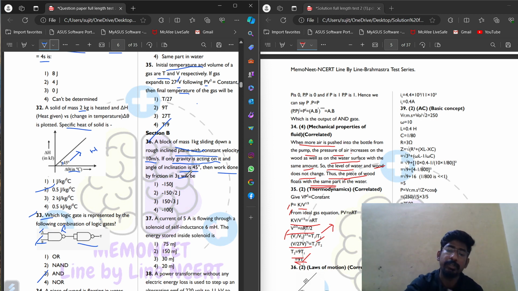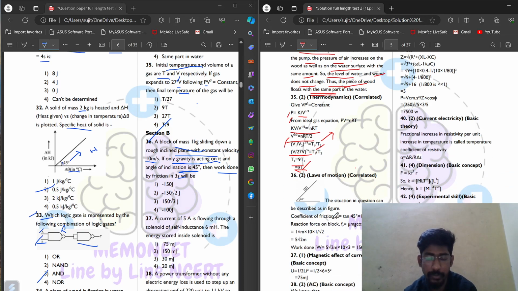As the object is moving down a sliding plane, the plane is 45 degrees with the horizontal, right? So for the calculation of the work done, you have to calculate F s cos theta, right? S cos theta will be there. First of all you have to calculate the value of F, right? It is moving with a constant velocity.